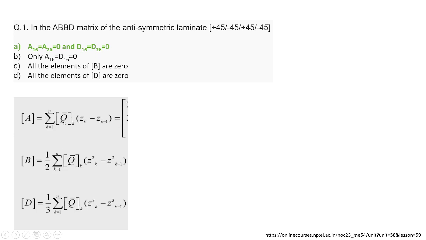Similarly, for the D matrix, here also the Q16 of positive theta will be equal to minus of the negative theta. Because of that, when there is a summation, the D matrix will also be 0. But here it is not a symmetric matrix. When there is a symmetric matrix, in that case the B matrix is equal to 0. But for antisymmetric laminates, the B matrix will not be 0. Therefore, only the first option will be correct, that is A16 equal to A26 equal to 0, and D16 and D26 equal to 0.